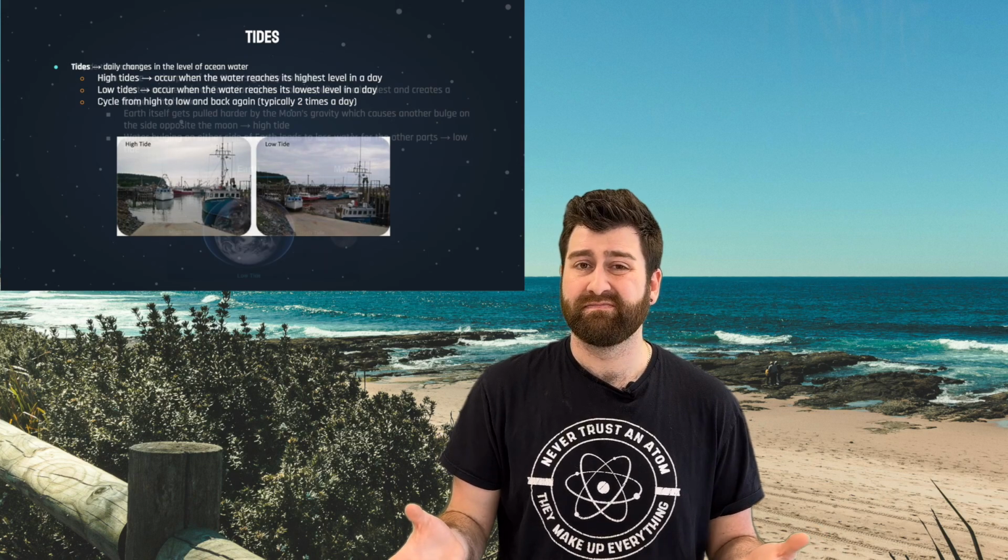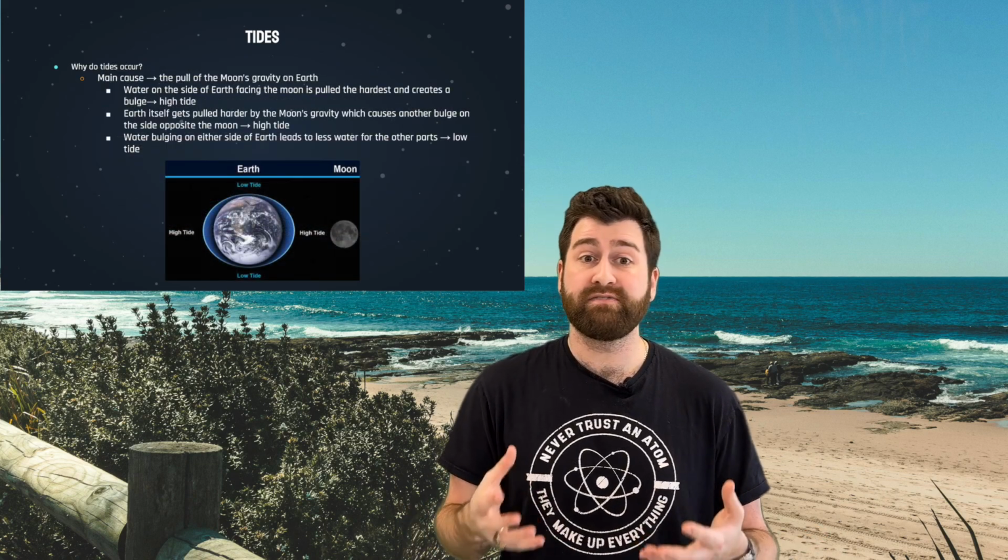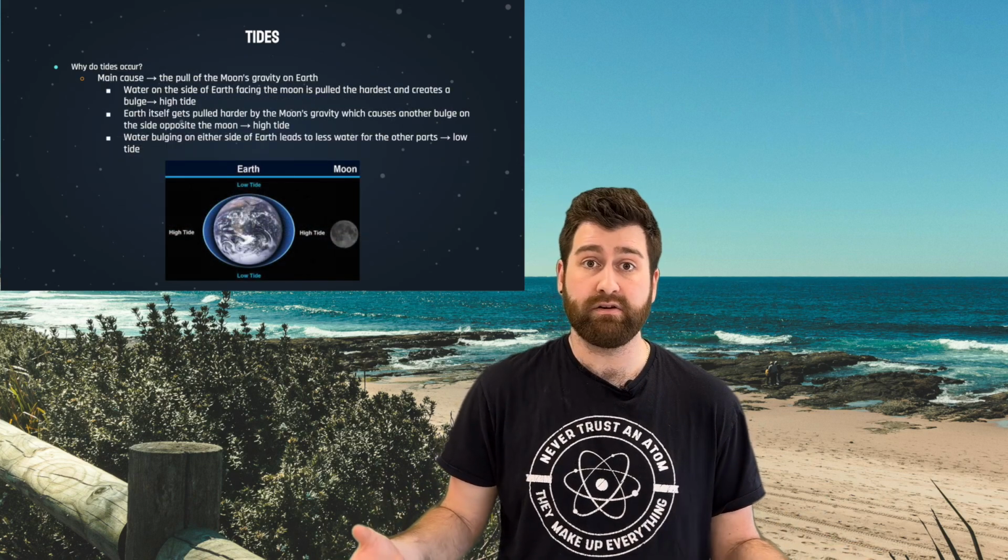A high tide occurs when the water reaches the highest level of the day, while a low tide occurs when it reaches the lowest level. And this cycle of going from high to low and back again typically happens 2 times a day. But why do they occur? Well, the main cause of tides is the pull of the moon's gravity on Earth.